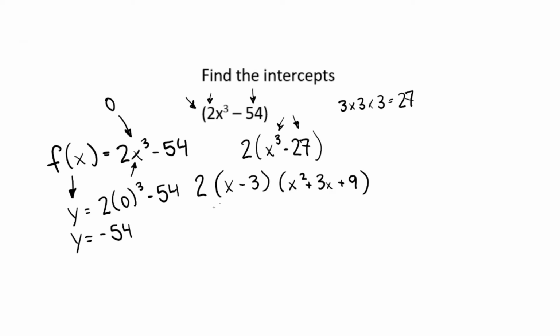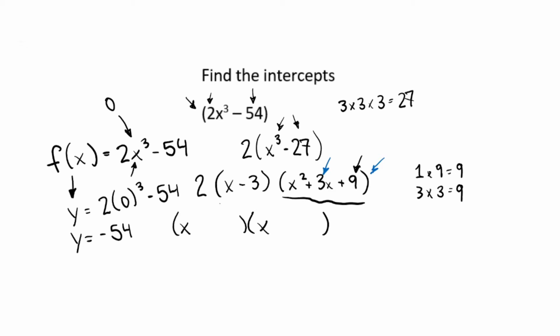Now that we have factored to this point, let's see if we can factor this term here. I'm just going to do a guess and check method. I see that there is a 9 here. I think of the factors of 9: 1 times 9 is 9, and 3 times 3 is 9. To get this middle term, these factors of 9 need to add up to 3 for this trinomial to work.